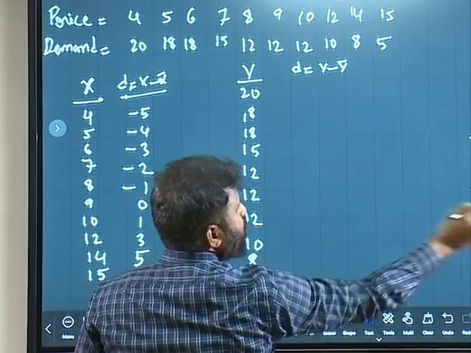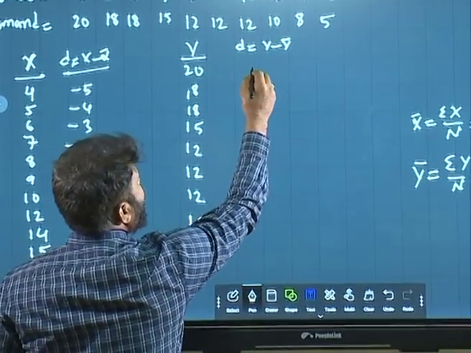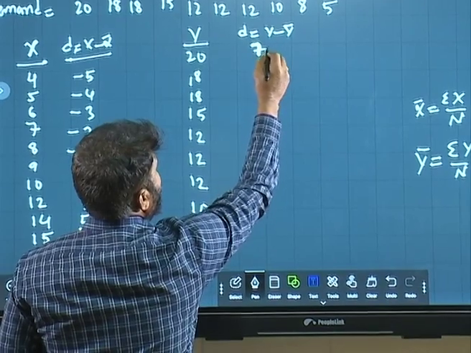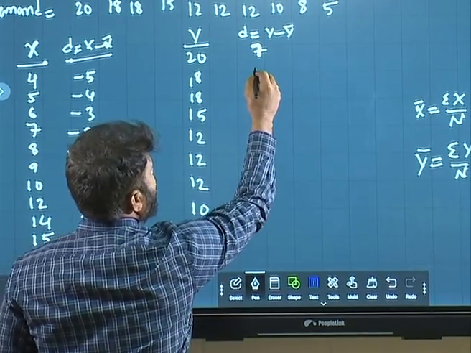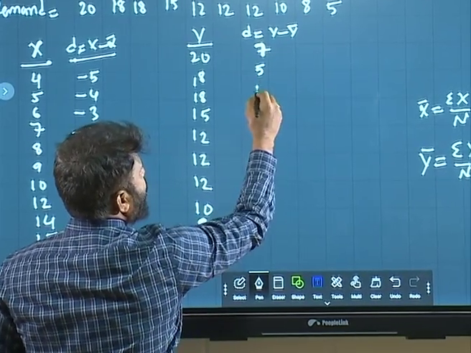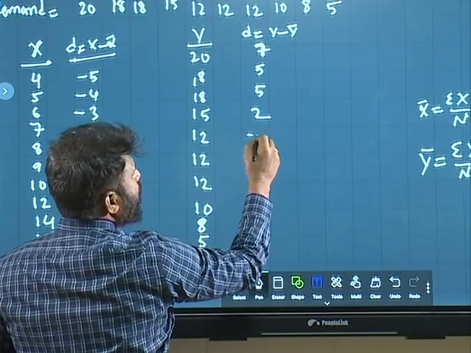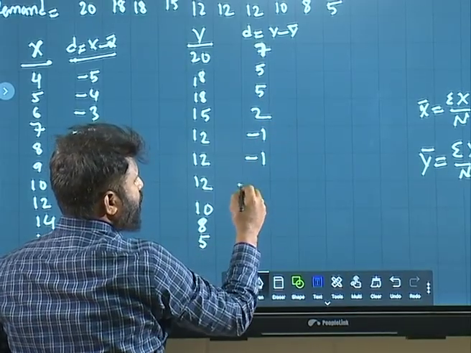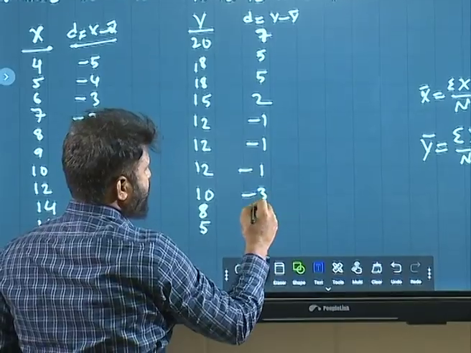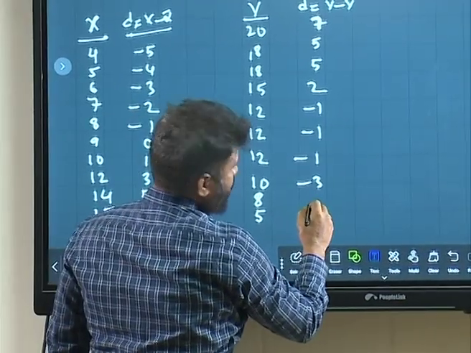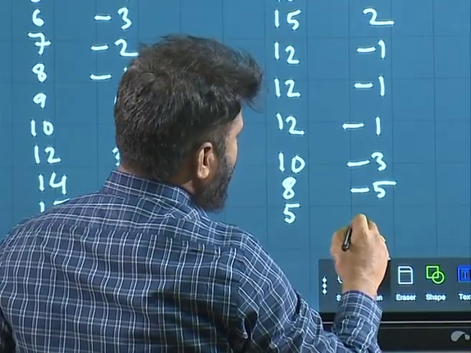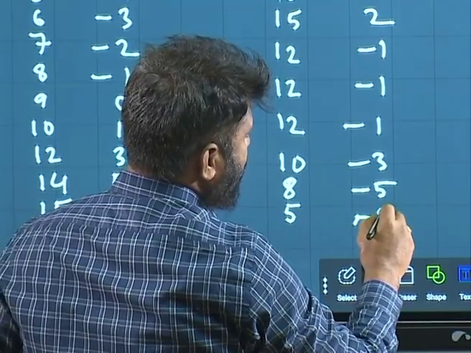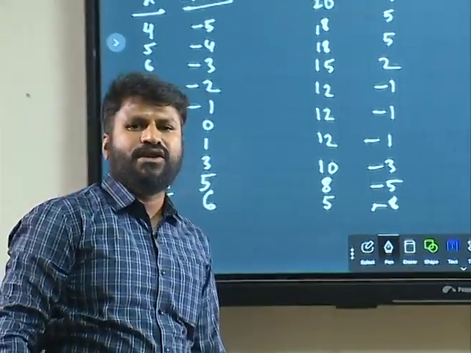Here 13 we already know. 20 minus 13 is 7, 18 minus 13 is 5, 5, 2, minus 1, minus 1, minus 1, minus 3, 5 and 8. So these are the deviation values.